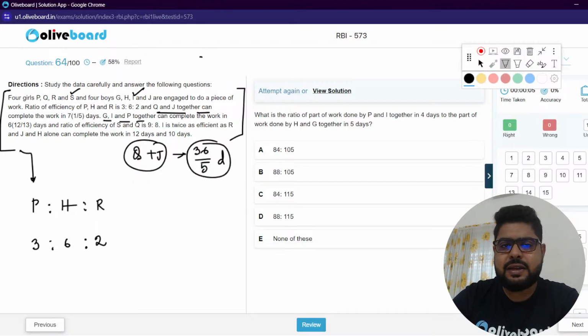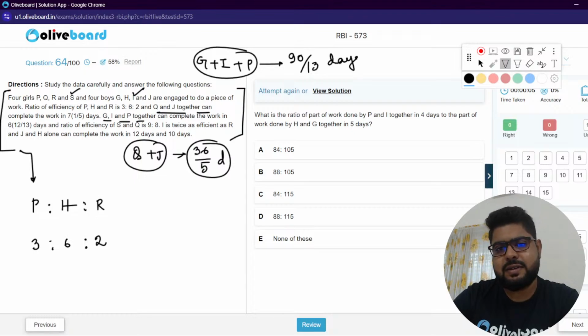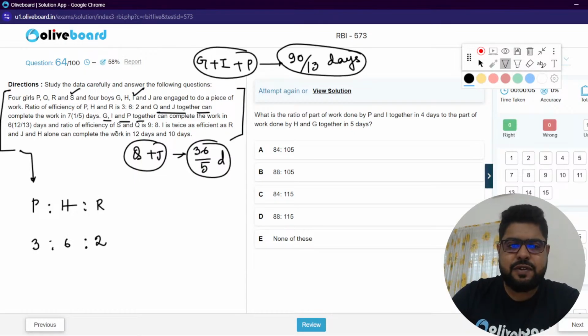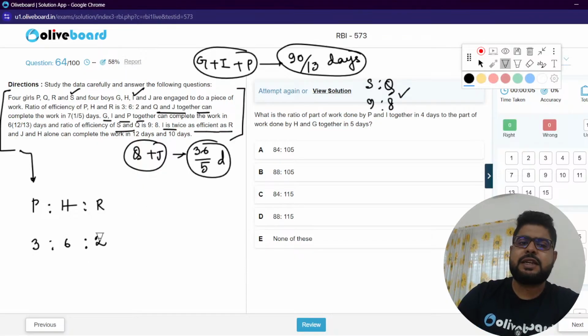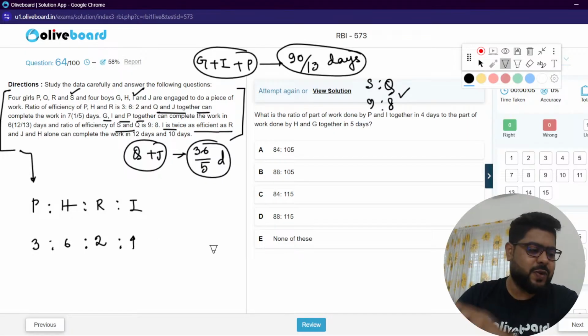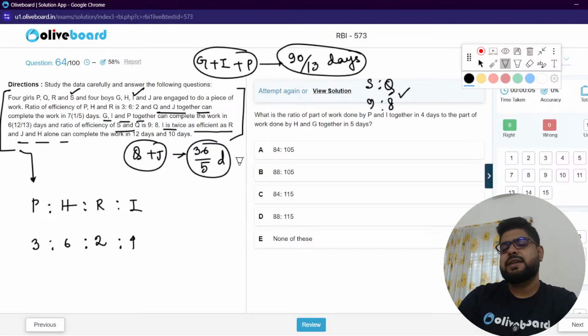G, I and P. G plus I plus P can do it in 90 by 13 days. Okay. Ratio of efficiency of S to Q. So I'm just writing all the information that I can. This is given. Achha. I is twice as efficient as R, sir. R is 2, so I will be 4. Twice as efficient. And J and H alone can do it in 12 days and 10 days.